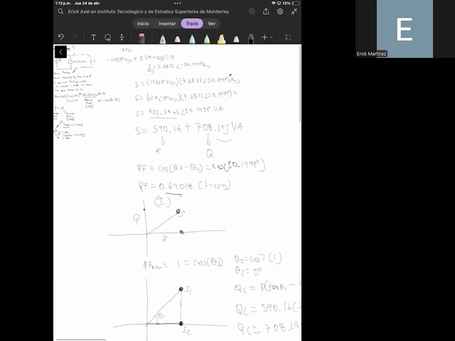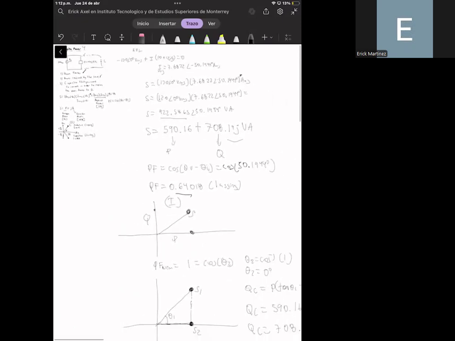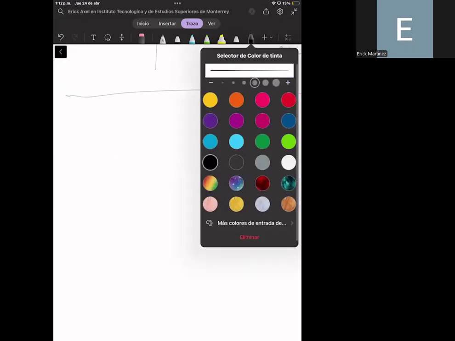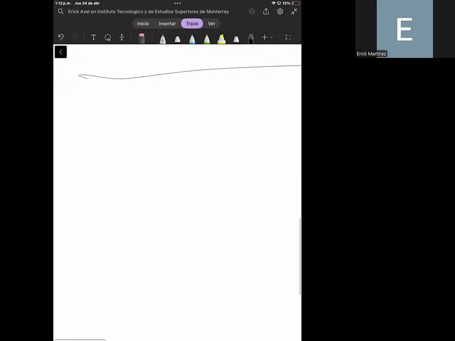And so I will make another exercise. In this case, we have, again, a voltage source. Let me draw this. We have a voltage source that has a value 120 with 0 degrees, volts RMS.